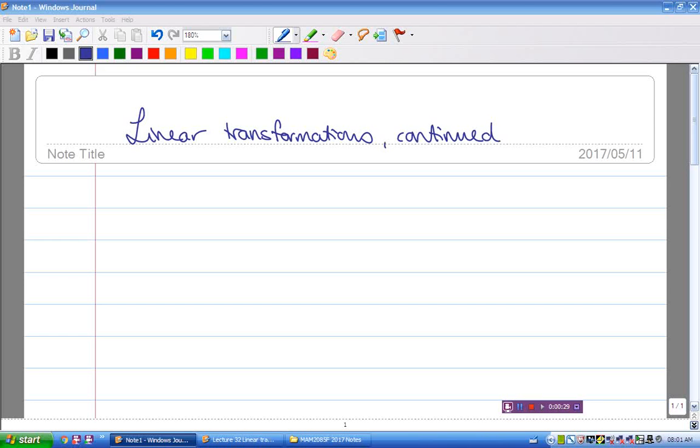Proving that something is not a linear transformation is much easier than proving that something is, because all you need to do is find a counterexample. But proving that something is a linear transformation is always a little bit of a pain. But there you go. It's doable.